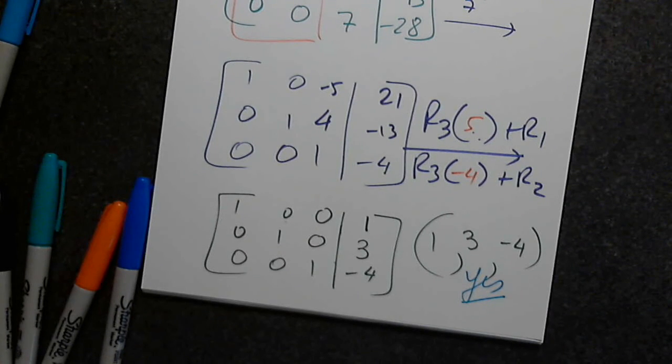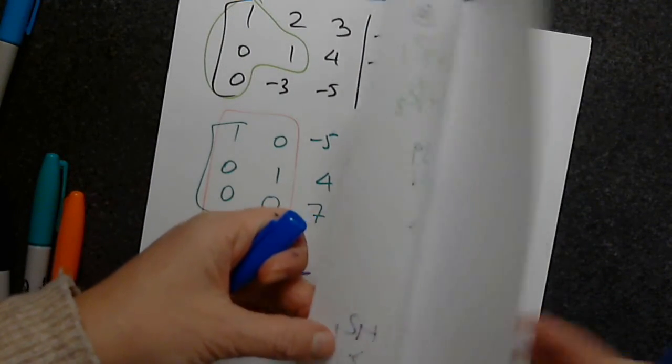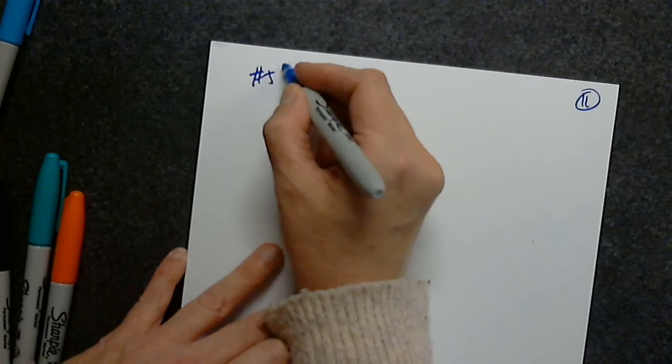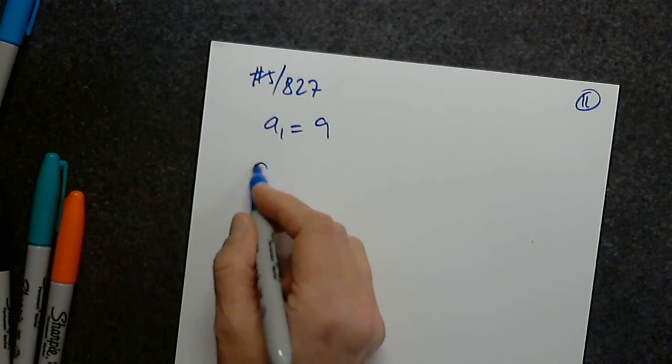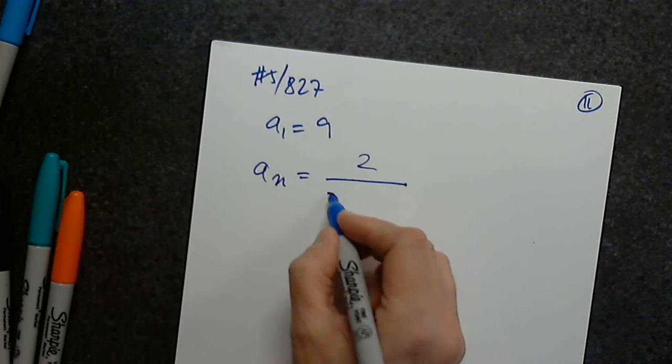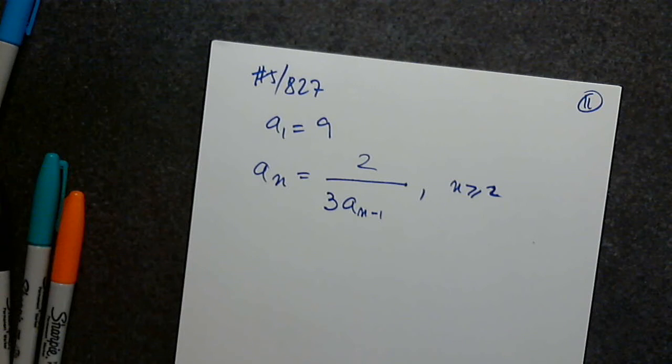Okay, so let's go back a little bit to sequences, and let's look at a few questions there. From the review of chapter 8, let's look at problem 5 on page 827. We are given A1 equals 9 and AN, the general term, as 2 over 3 times AN minus 1, for n greater than or equal to 2. We're asked to find the first four terms of the sequence.